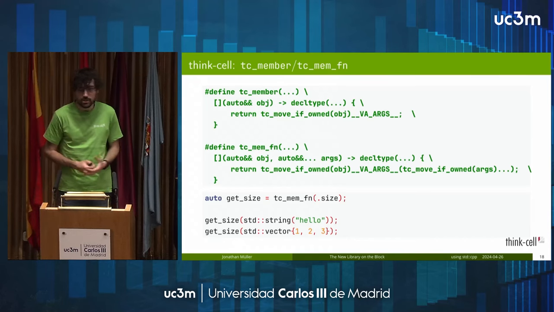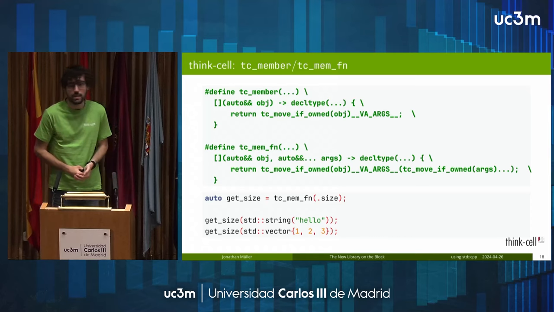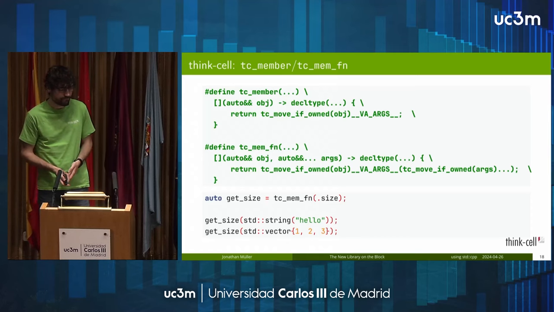The C++ ranges standard library has this thing called projections. We can, for example, sort by a member by passing it a member pointer, and we instead use a lambda and tcmemfun for that.